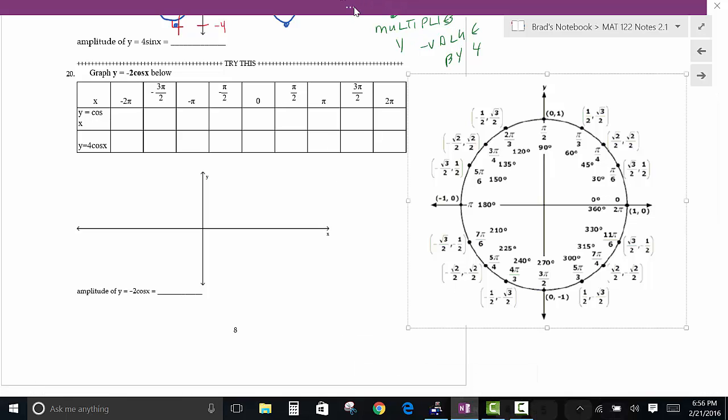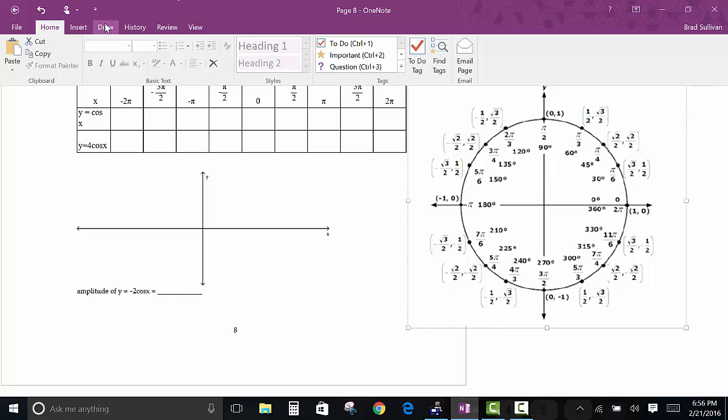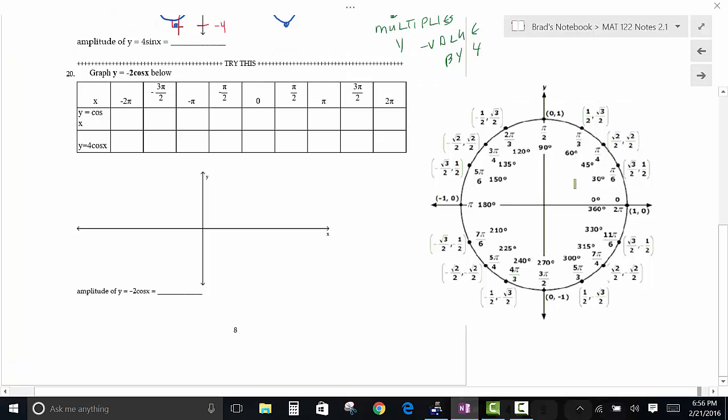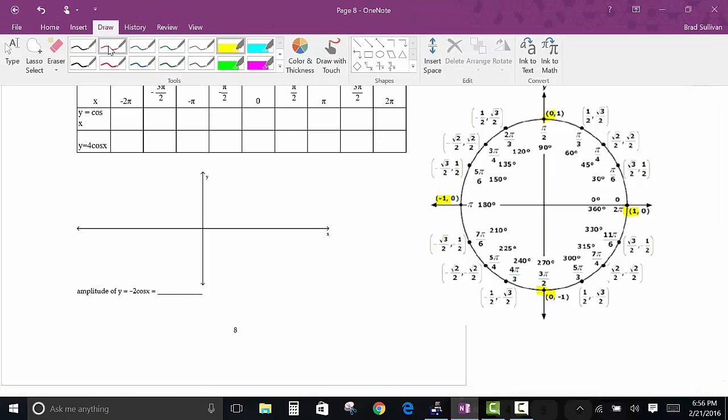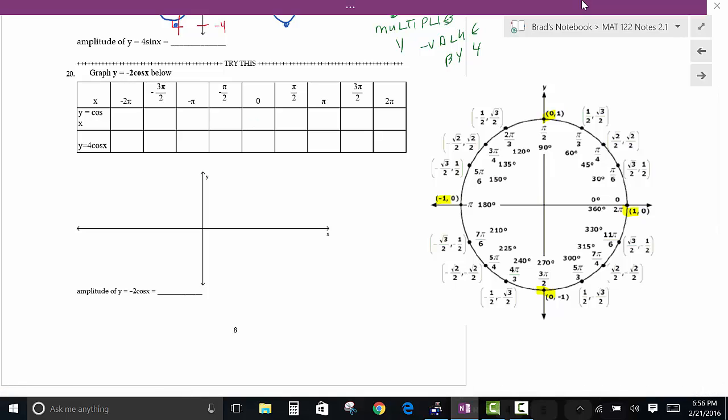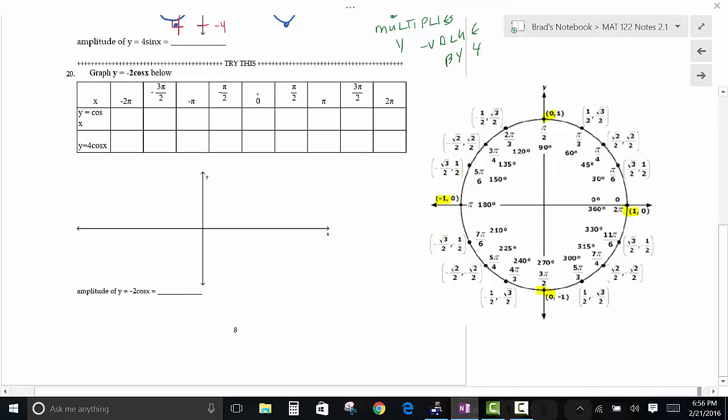All right, so let's see how we did here. Now, what we're doing is a cosine graph. So I'm going to start by going around the unit circle, and we're going to look at the x values only. On a unit circle, we're interested in just x values. So we're going to create a chart on this. All right, so we're going to go around the unit circle.